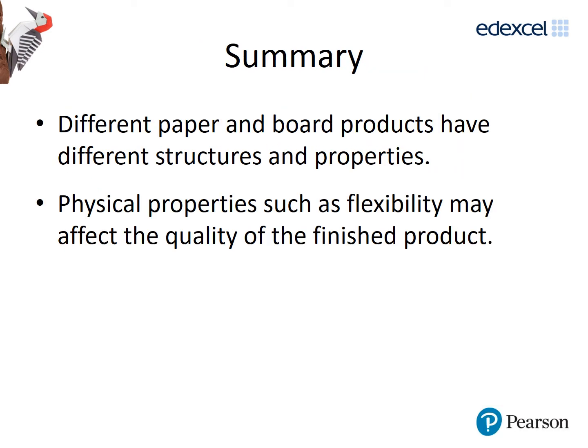So in summary, guys, different papers and boards have different types of structures and properties depending on the way they're made up. A lot of them have physical properties such as flexibility, which can affect the quality of the finished product. So when designers are looking to use papers, they're making sure they have the properties they need for presenting their drawings. When it comes to boards, they're looking at properties that allow them to put branding and packaging on. And again, thinking about the purpose, what do they need it to do? And sometimes they need to think about cost as part of that.